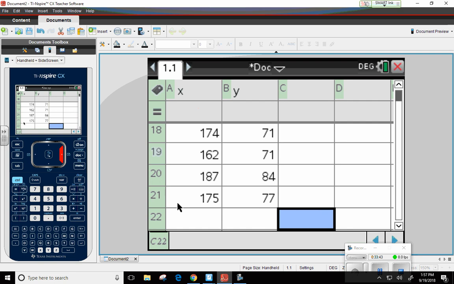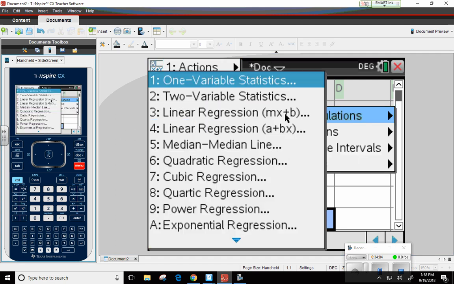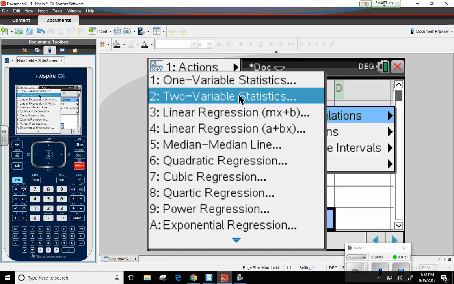Now let's run through the keystrokes to find the correlation coefficient, and then I'll show you what I did yesterday, again, how to get that equation line. So what do I do? How do I bring up the correlation coefficient? Okay, go to menu, statistics, stat calculations. Remember, this is two variable because we're comparing two different quantities.